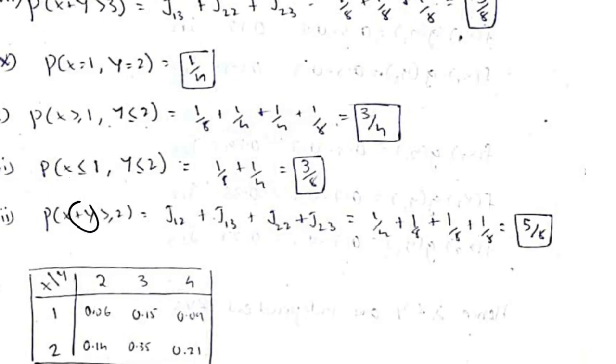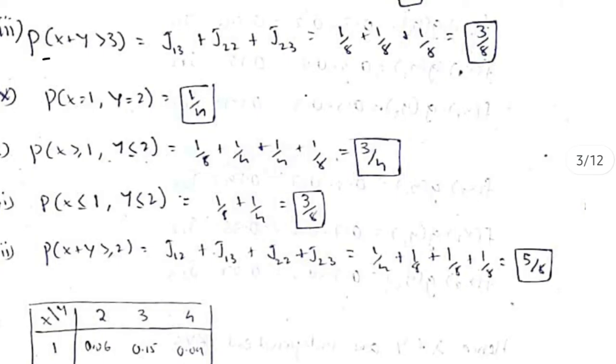Another one is x plus y greater than or equal to 2. This is the same as the one we did earlier in the 8th question. There, x plus y was greater than 3. Here x plus y is greater than or equal to 2. Observe carefully, it's greater than or equal to 2, so you have to choose those elements also whose sum is equal to 2.